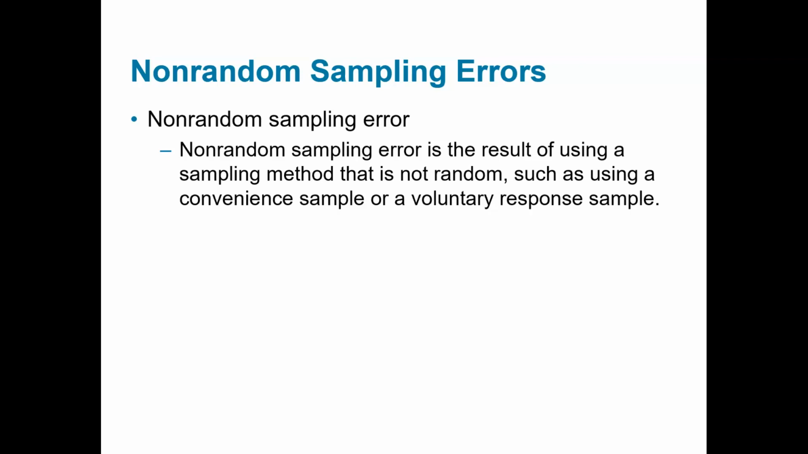And then non-random sampling errors. Non-random sampling error is the result of using a sampling method that is not random, such as convenience or voluntary response. We've talked about voluntary response in previous sections, and convenience sampling is that quick and easy. We're not really caring about location or different strata, keeping it nice and random so we can see what's really going on versus the population.